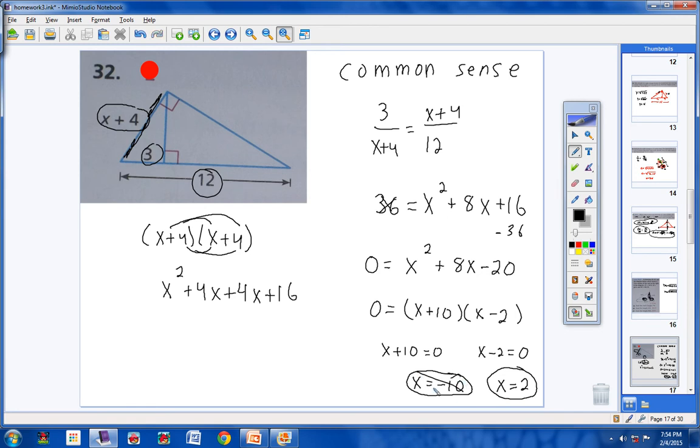But 2 works just fine if you put a 2 in for x. 2 plus 4 is 6. So this whole length right here is 6. There, we did it. But they want us to solve for x. So here's your real answer right here. X equals 2. That was a pretty tough problem. Let's try another one, okay?